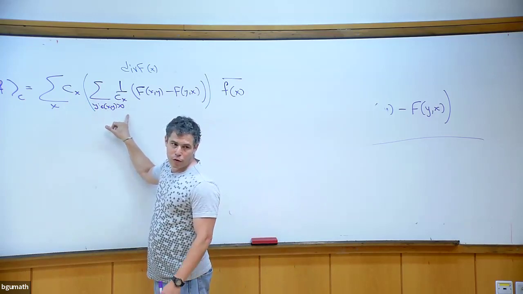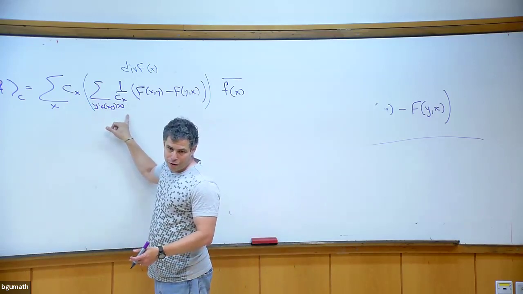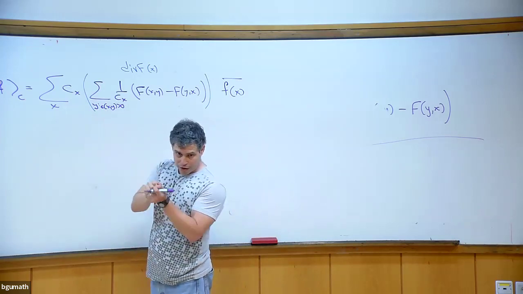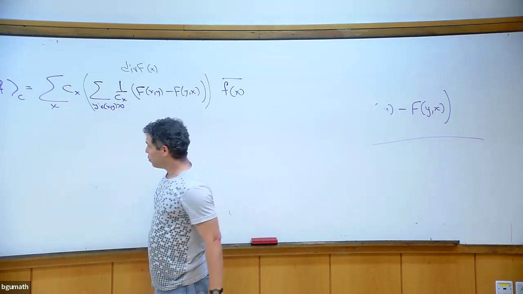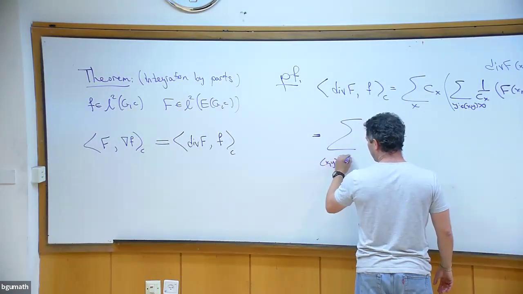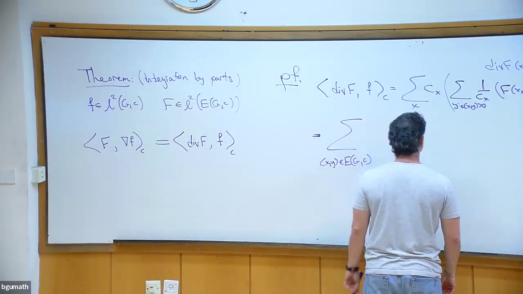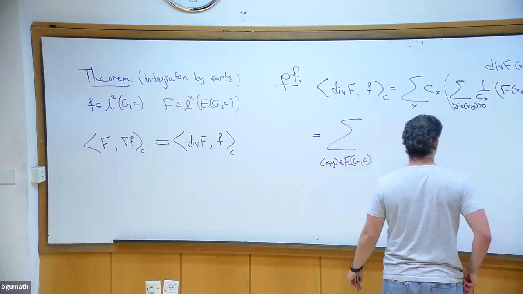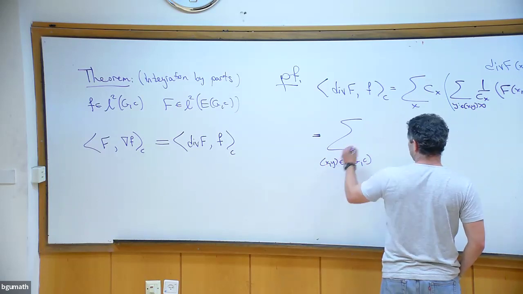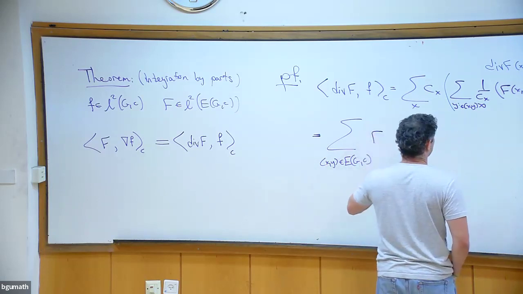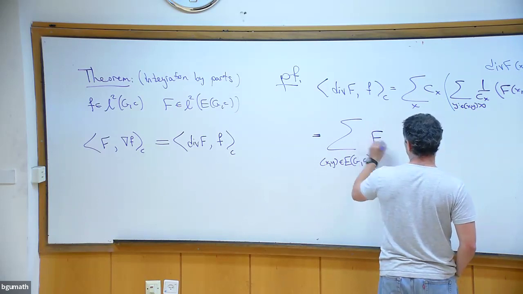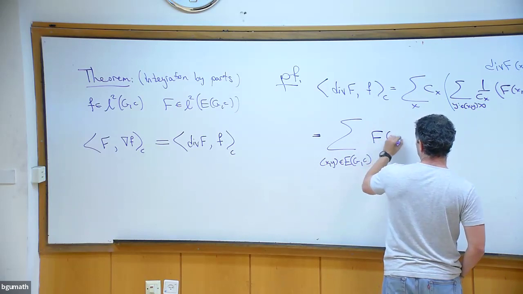That's the same as just summing over all the x's and y's such that c_xy is positive, right? So that's just summing over all the ordered pairs, because x, y, right? So this is the same as summing over all ordered pairs inside E_G C. And then we have f of xy, right?